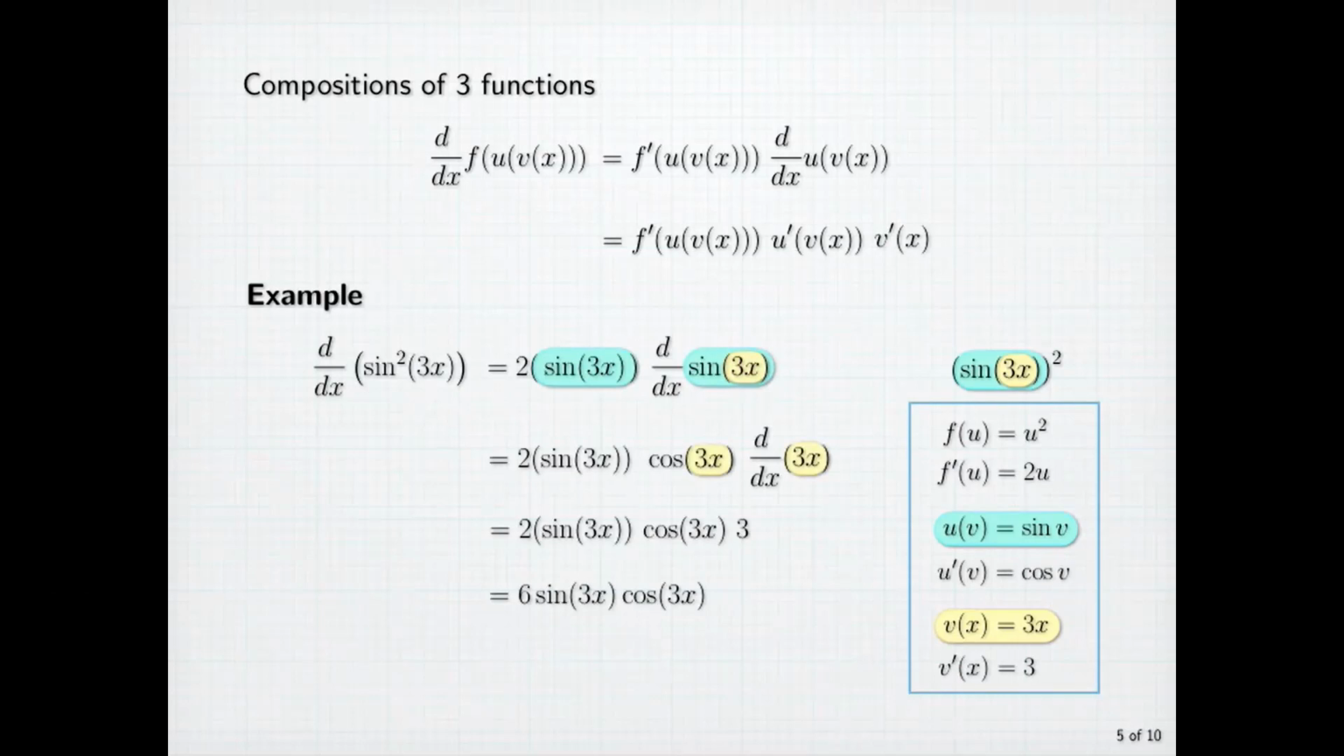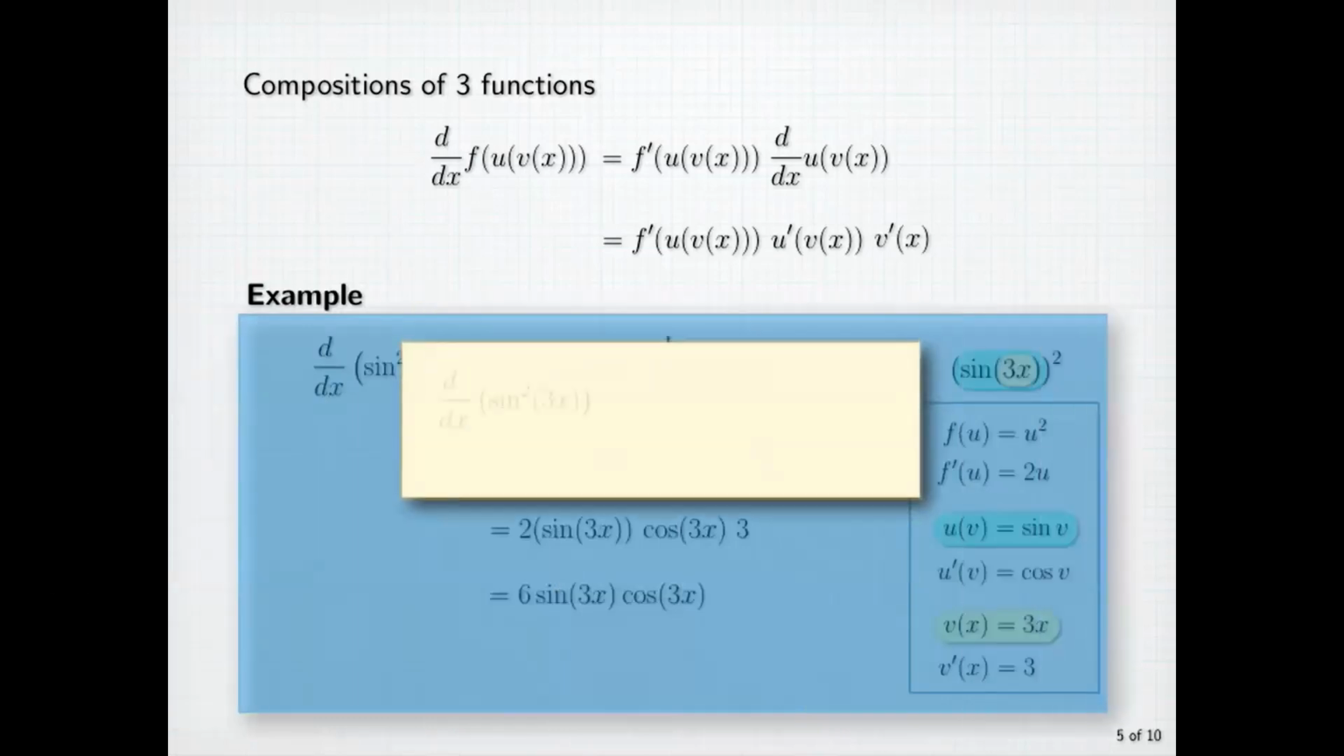Now, once one is familiar with the chain rule, you rarely go through so much detail. Let's look at how we would actually do this on paper once we understand the chain rule. The derivative with respect to x of sine squared 3x. The outermost function is the square function, so we write 2 times sine of 3x to the first power, and then multiply by the derivative of sine 3x, which is, again, using the chain rule, cosine 3x, times the derivative of 3x.